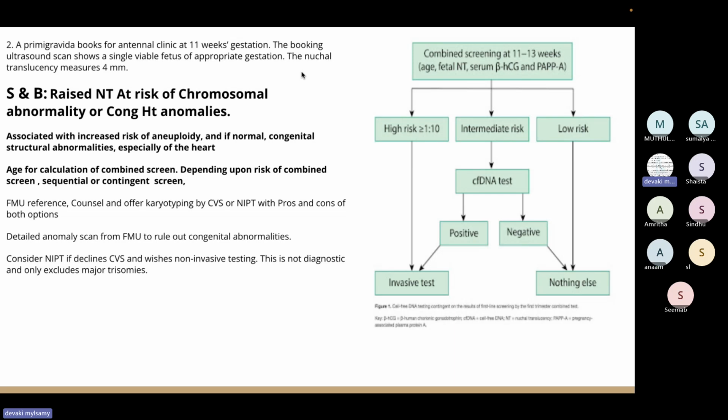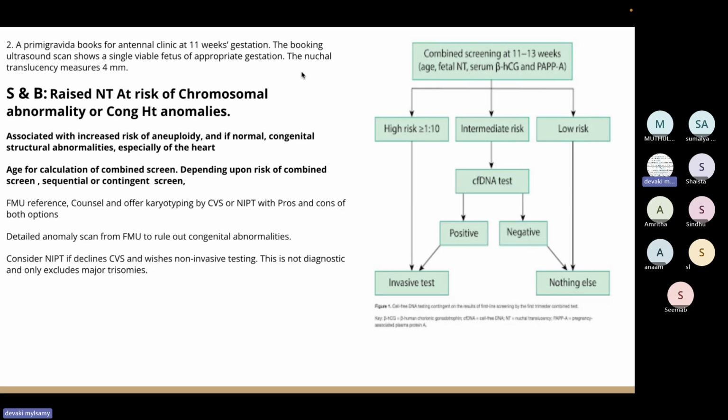Only on the basis of NT, you cannot assume that it is chromosomal abnormalities. If there is an abnormal combined screening of this case, which will be calculated by including the age of the patient, then only she will be at risk of chromosomal abnormalities, and in that case the patient will be referred to the fetal-maternal unit, where there will be discussion regarding the sequential or contingent screening.